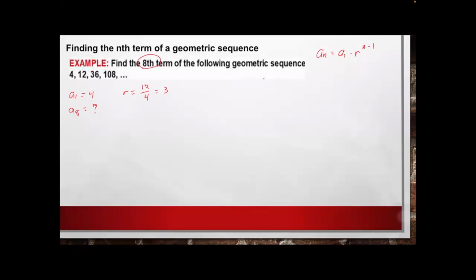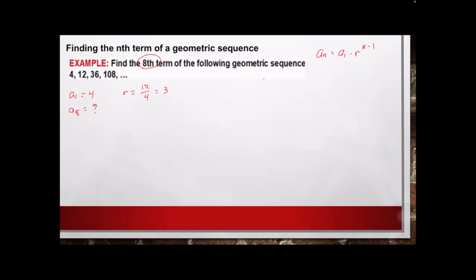Now, we have to check if the given has the common ratio of 3. So, 36 divided by 12. If we divide 36 by 12, the answer is also 3. And 108 divided by 36, the answer is also 3. So, therefore, r is equal to 3.